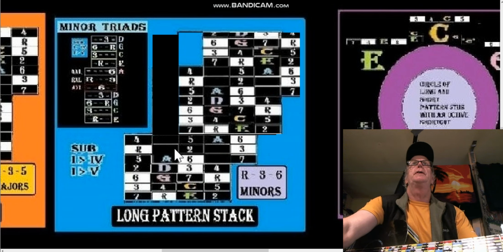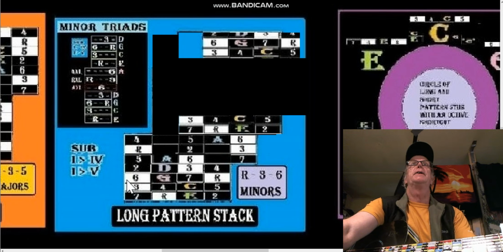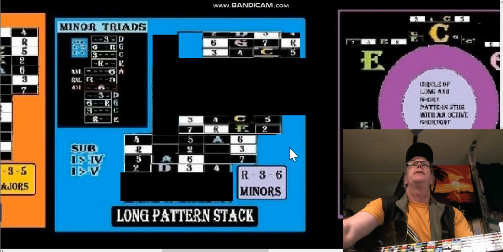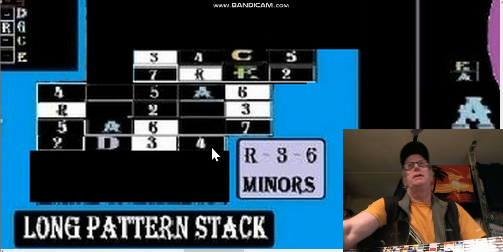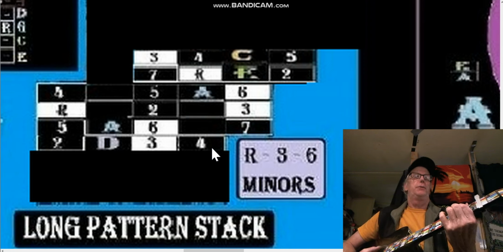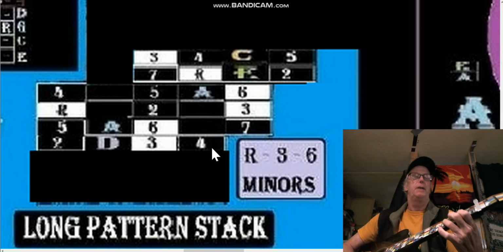So what are we looking at? What are we not looking at? Let me just get rid of what we're not looking at here, and we'll take it from what we are looking at. So this is it. This is the long pattern for the D. I know it's hard to see. So we're going to start 2, 3, 4, 5, 6, right into the long pattern. 5, 6, 7, root, 2, 3, 4, 5, 6.